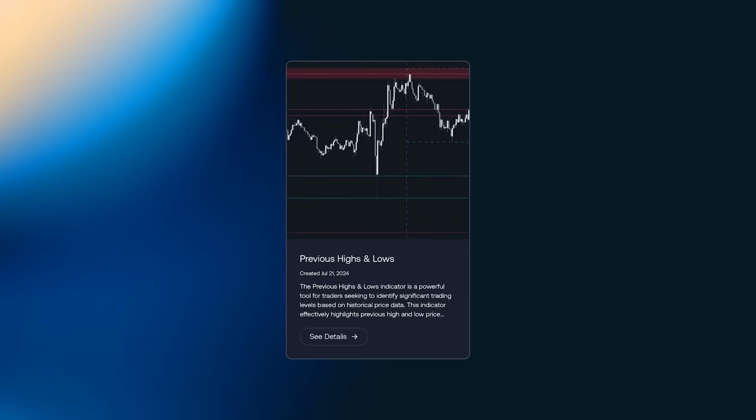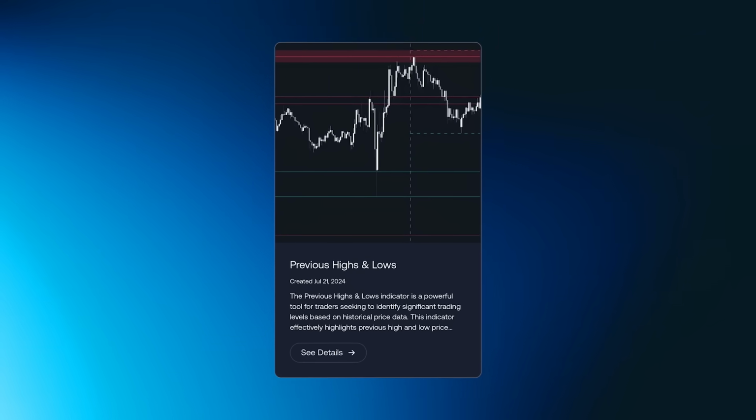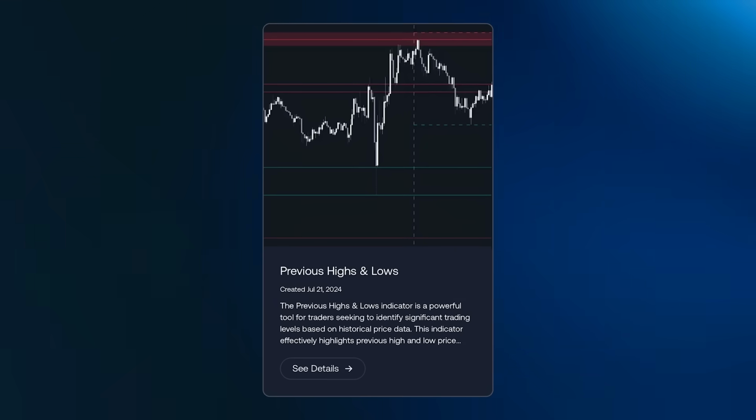And that wraps up our deep dive into the previous highs and lows indicator, an effortless way to visualize key price zones and structure across any time frame.